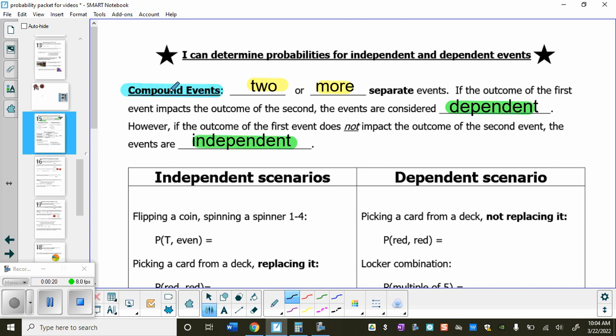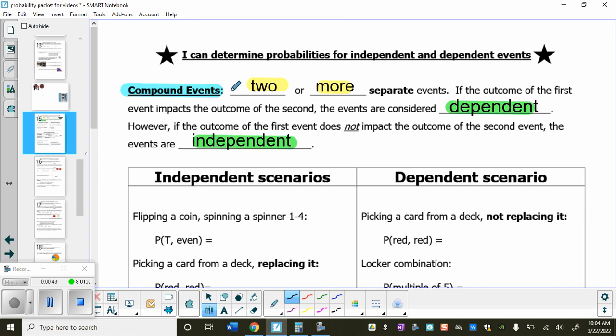Earlier in the unit, we only were looking at the probability of one thing happening at a time, but now we're looking at the probability of two or more separate events. That's what we mean by compound. Same thing as a compound sentence in English class, a sentence that's joined by the word and. So here with compound in math, we're saying that it's the probability of this event and something else occurring.